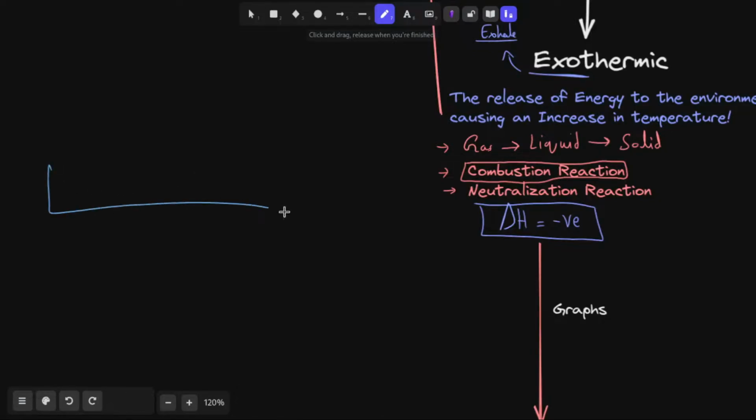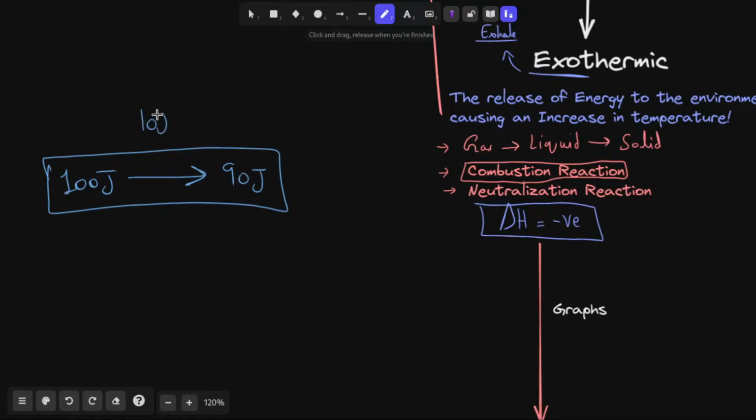So for example, your entire system is contained within a box, okay, and your reactants, the ingredients you have put in, had 100 joules of energy in total. You did a reaction on them, and at the end of the day, they became the products and had 90 joules of energy. Now, where did 10 joules of energy go? By recalling a simple concept from physics that no energy is destroyed, we can understand that this energy must have gone out to the environment.